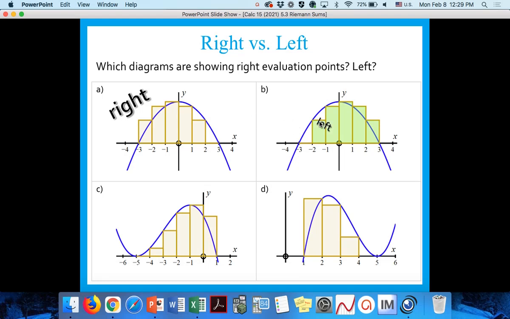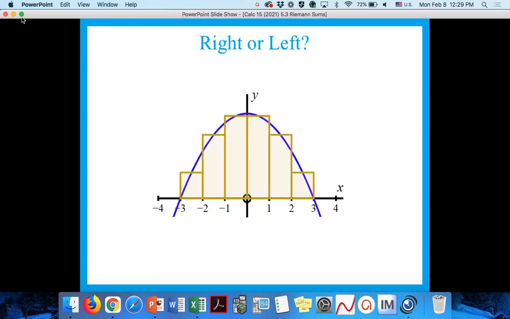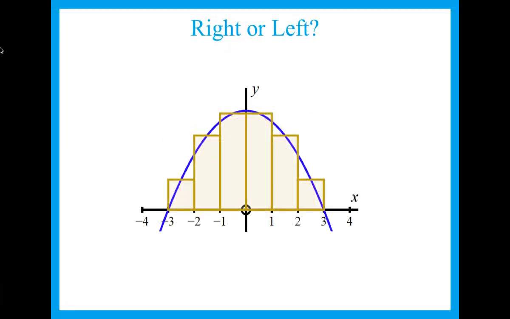But then over here, that's a left. So if you look at this first rectangle, the height of that rectangle corresponds to the left side of the rectangle intersecting with the curve. Okay, and then part C was left again, and then part D was right. What about this one? Either. What do we call the middle? The midpoint.